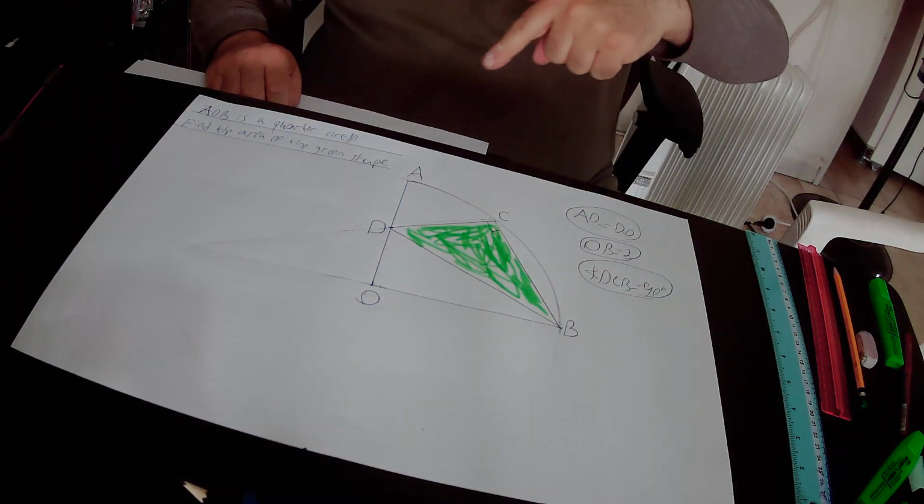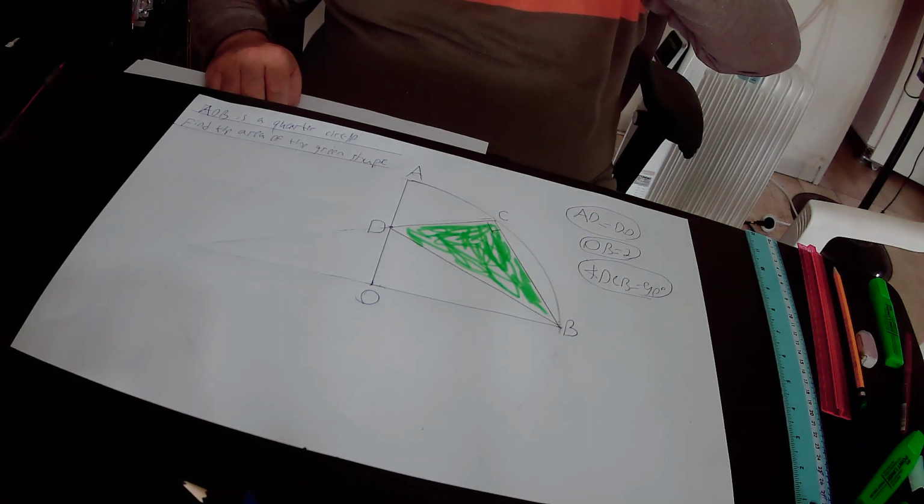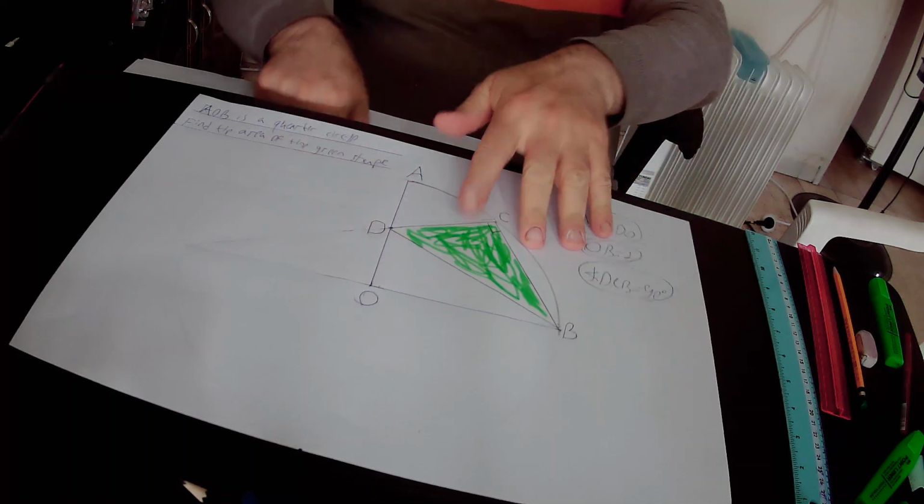Hello, in this lecture we'll find out the area of the green shape. In the drawing we have a quarter circle, AOB is a quarter circle. We know that side OB equals 2 units in its length.